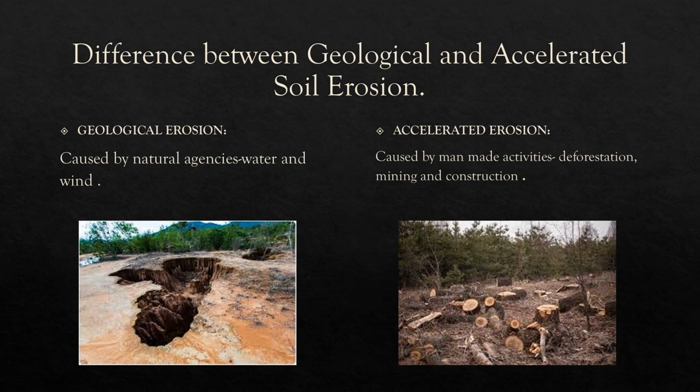Geological erosion is actually known as normal erosion. It is caused by the gradual removal of topsoil by natural processes. The rate of erosion is slower. And accelerated erosion is mainly caused by man-made activities. The rate of erosion is much faster than the rate of formation of the soil.